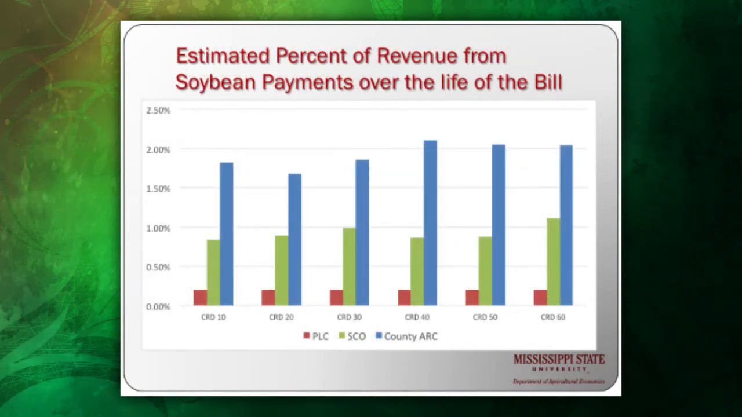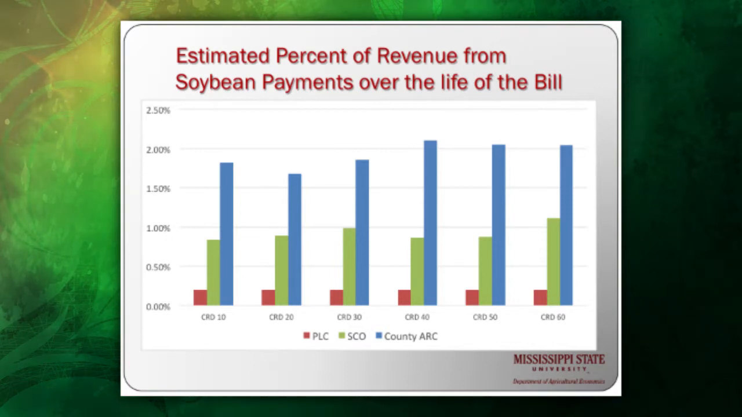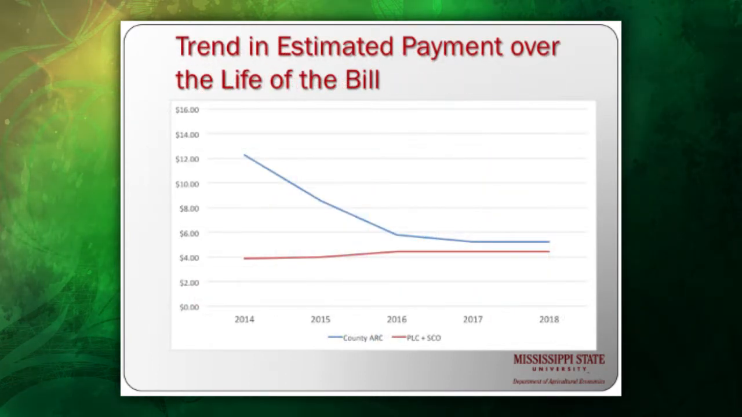The next slide shows something that I want to point out, though, and that may help you sleep a little better at night: when we look at the percent of expected revenue these payments will reflect, we see that even in the most extreme case, Crop Reporting District 40 here in Mississippi, the expected payments for soybeans reflect barely more than 2% of expected revenue, not a significant portion of the revenue that producers would expect to receive from growing soybeans.